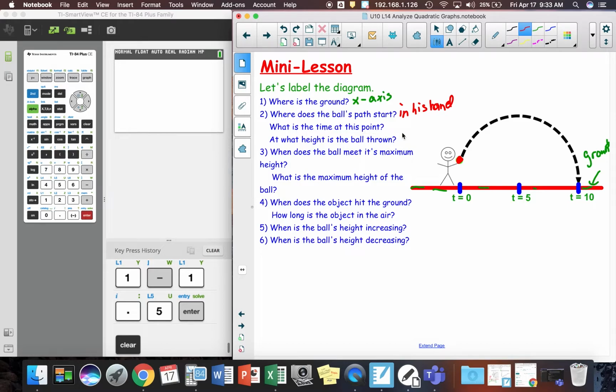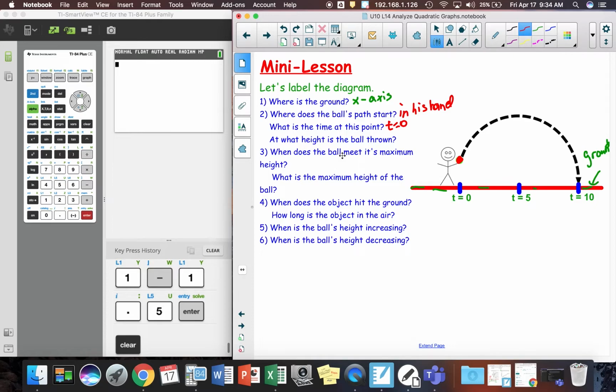And what time is the ball? So when it starts, no time has passed. He hasn't thrown it yet. So t is equal to 0. Usually time is seconds, but it could be different for different problems. And finally, what height is the ball thrown? It's as high as he's holding it. So however tall he is from the ground to his hand. I'm not going to write that out though.